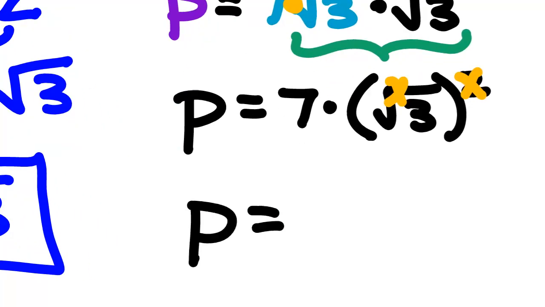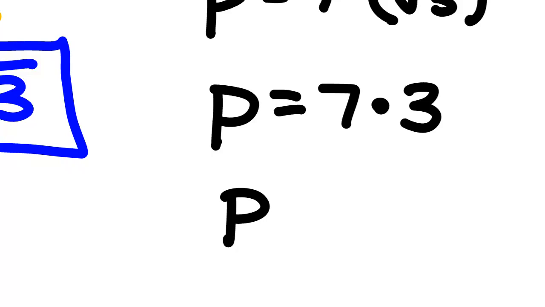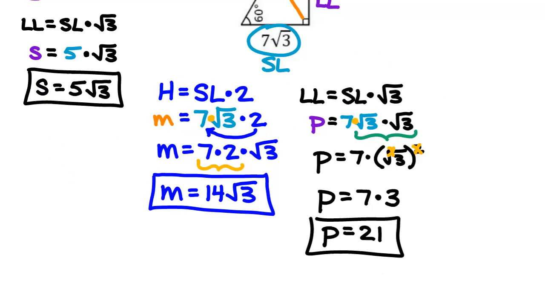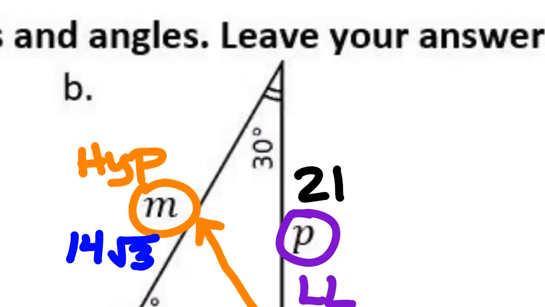So I would have P is equal to 7 times what? 7 times 3, because the square root canceled. And 7 times 3 is 21. Last thing I'm going to do is add that to my picture. This side here is 21.